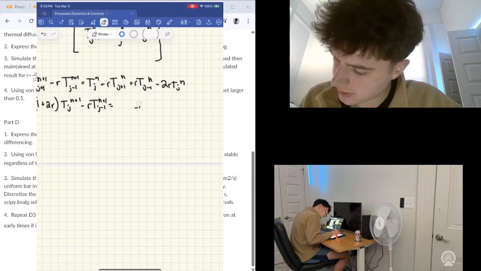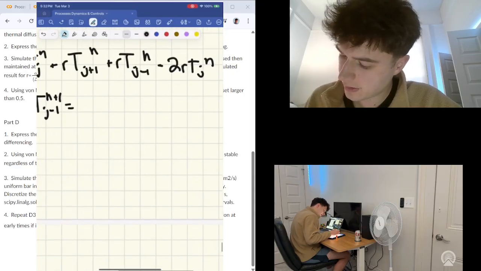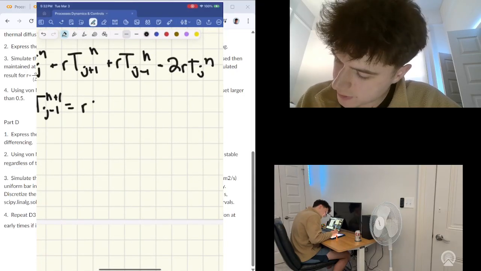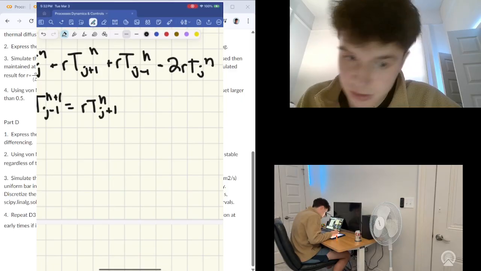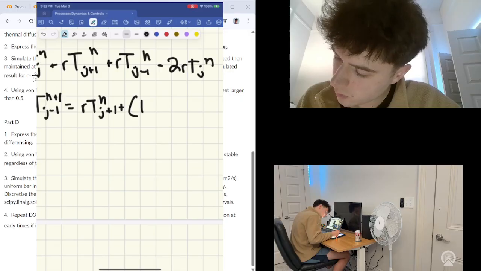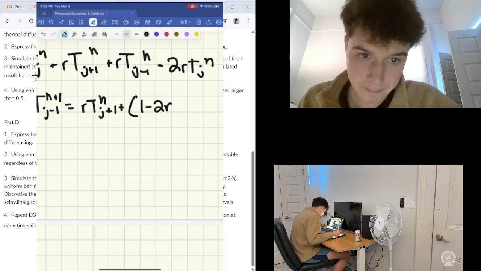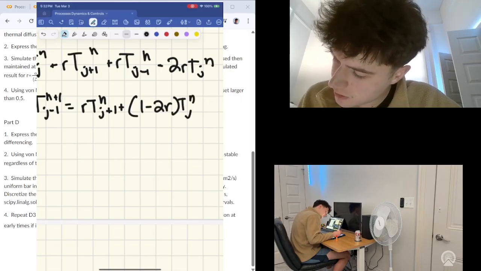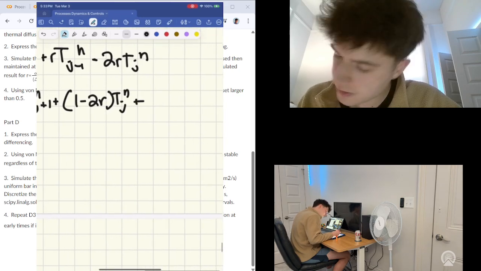This is wrong. That's not that. Okay, I'm sorry. That is going to be equal to r times T_(j+1)^n plus (1 minus 2r) times T_j^n plus r T_(j-1)^n.